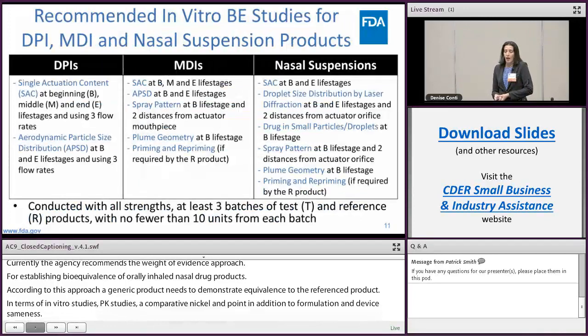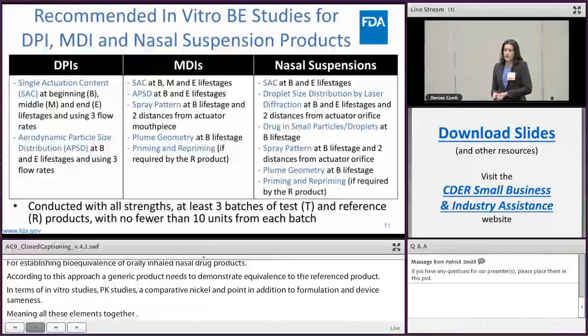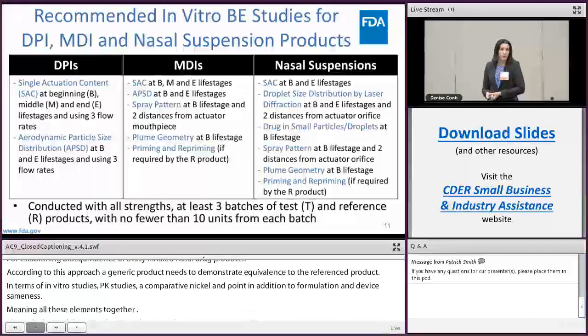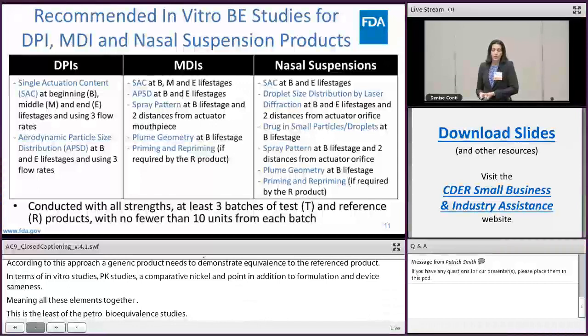This is a list of in vitro bioequivalence studies we recommend for dry powder inhalers, metered dose inhalers, and nasal suspension products. I will not go into detail on all these in vitro studies in terms of design and bioequivalence criteria due to the time limit we have at this presentation.